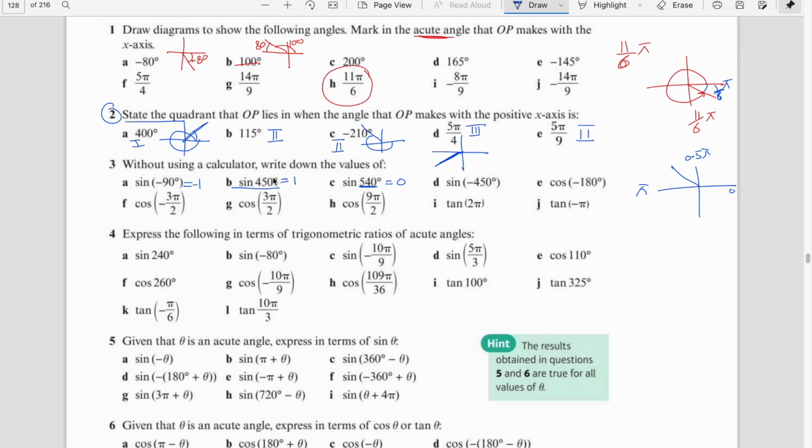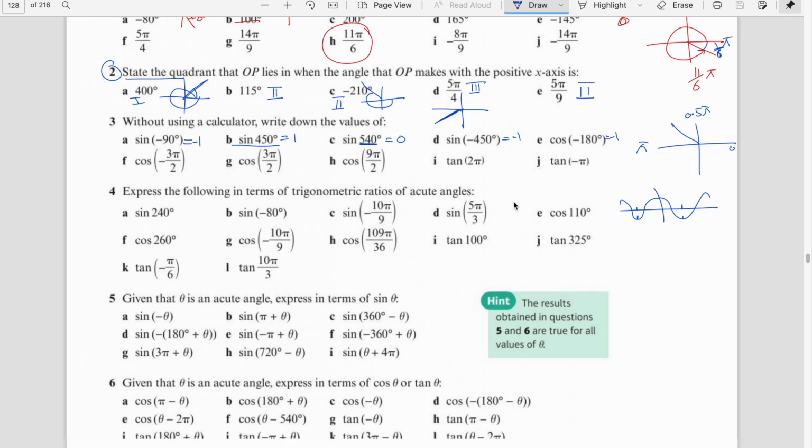Minus 450. Now 450 and minus 450 are opposite. This is minus 1. Cos of negative 180: cos of positive 180 gives me negative 1, and negative 180 gives me negative 1. So we have to be confident in sketching and the two triangles.